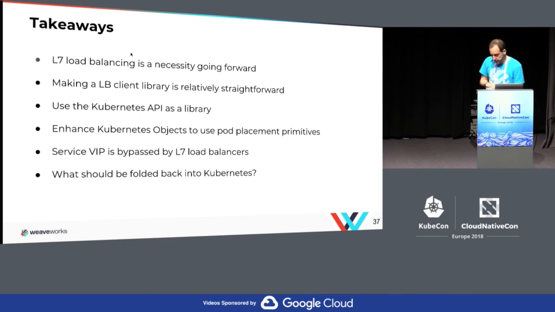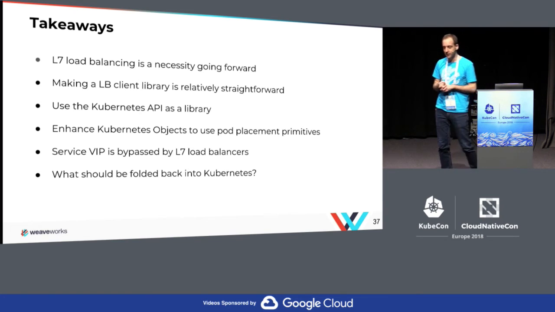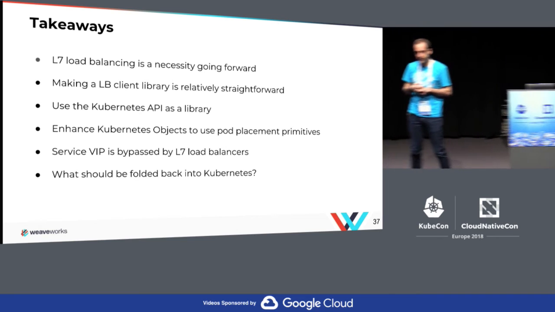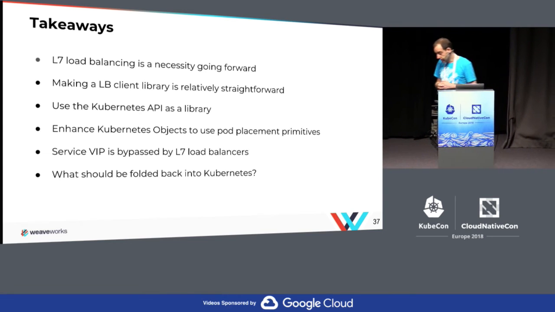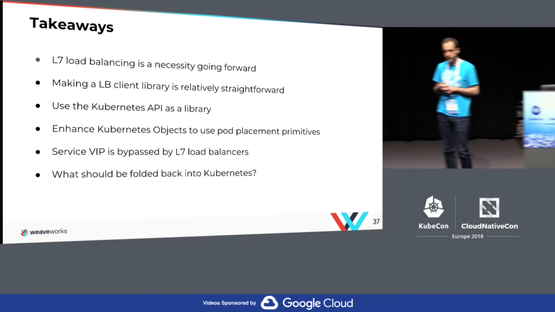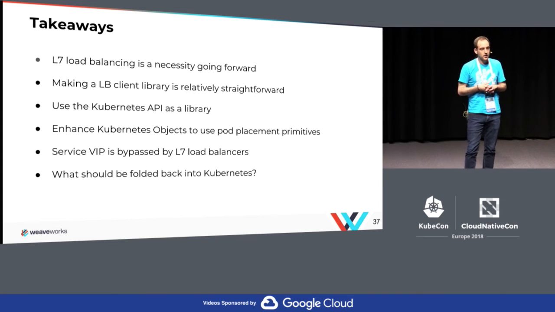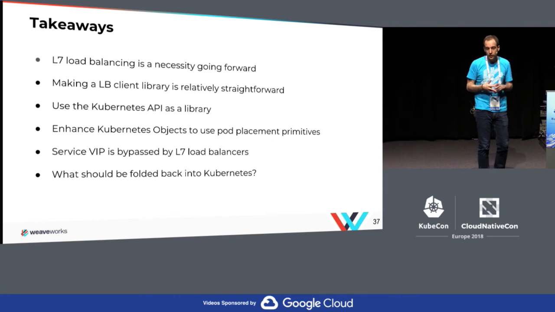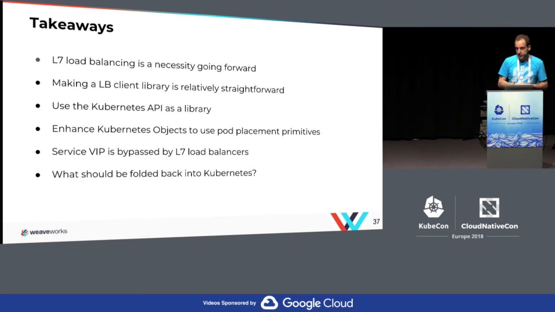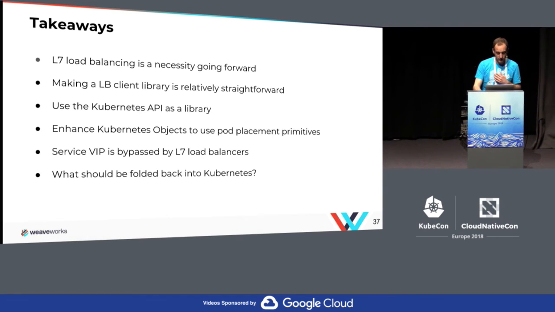Takeaways. Layer 7 load balancing is a necessity going forward. I don't think clusters can get away without it now. Applications really need that at many different levels. It turns out that making a client library is fairly straightforward, especially if you use the Kubernetes API directly. That's actually a pragmatic solution that works today, and you can do exactly what you want there. Using the Kubernetes API as a library is quite powerful, and you're using your orchestration engine as the base for your logic.